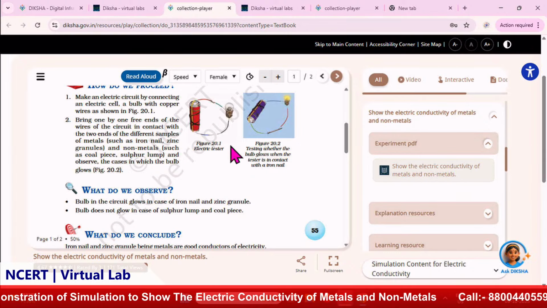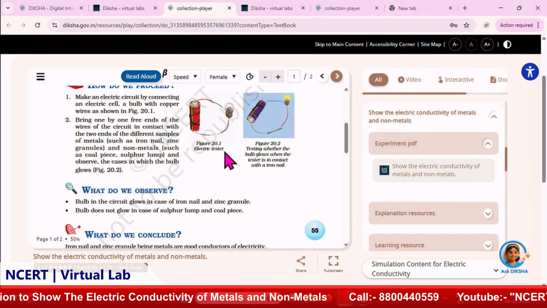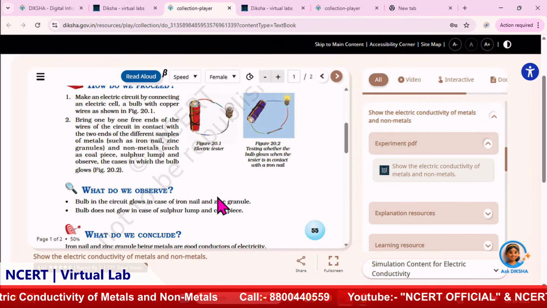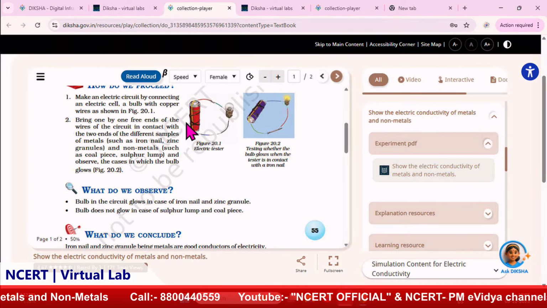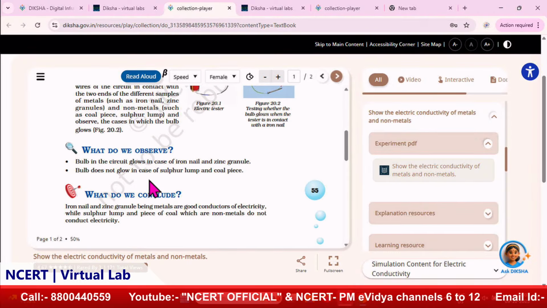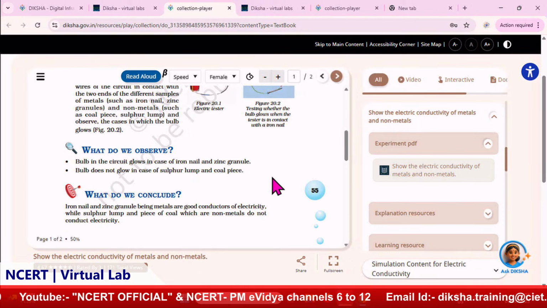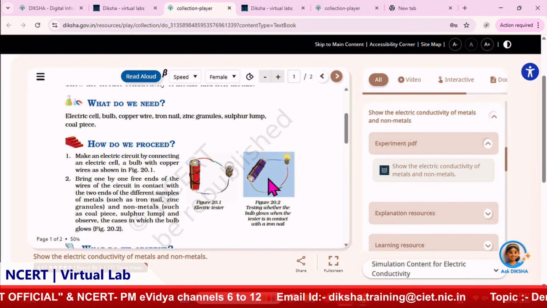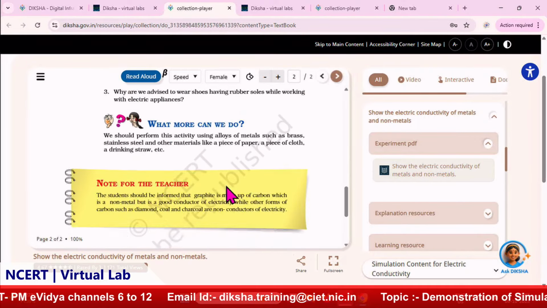So they will observe over here, if you can see the picture, if you keep an iron nail, which is a metal, or a zinc granule, which is also a metal, they have a large number of electrons. So as we connect it, they easily allow the electricity to pass through, and hence the bulb will glow. And in the second case, if you put a sulfur lump or a coal piece or a glass or paper, any such kind of material, it does not allow electricity to pass through it, and the bulb will not glow. So this is the basic base of this experiment.